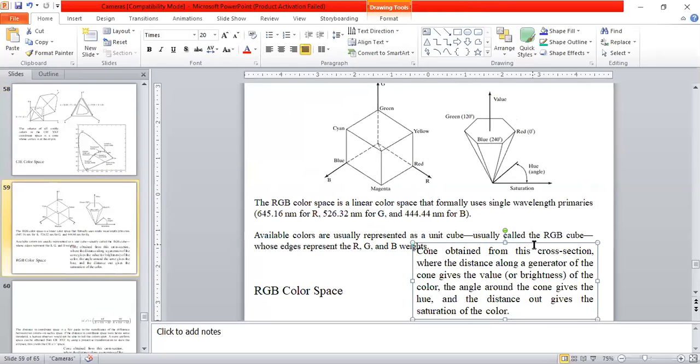The conical surface, what we are getting here, right? This is a cross section of this cube, where within this RGB cube, right? So the distance along the generator represents the value, or the brightness of the pixel, right?